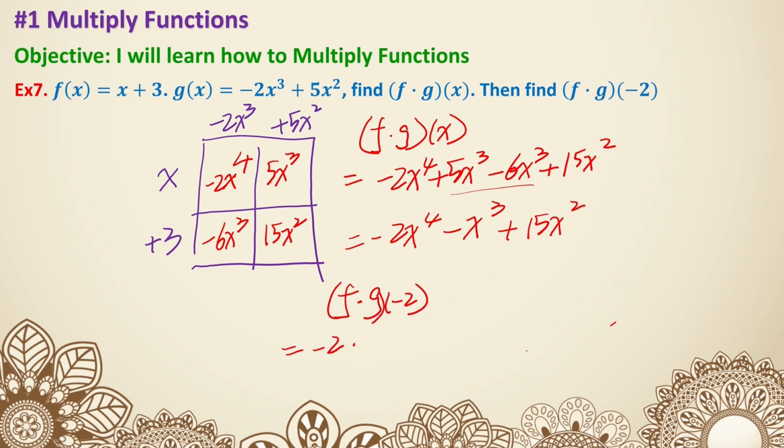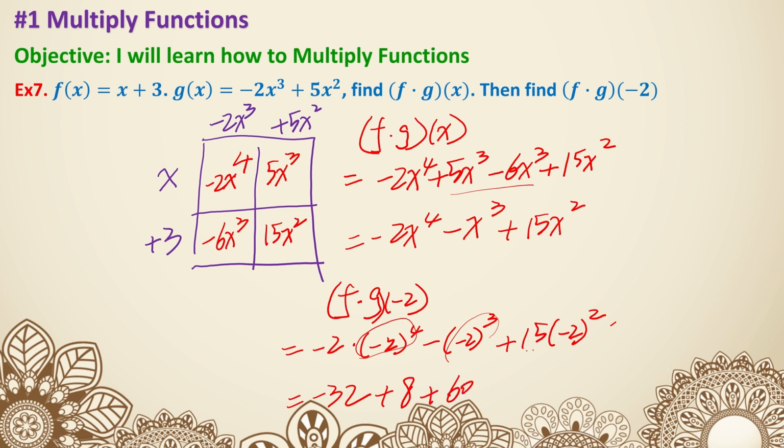So we got a negative 2 times a negative 2 to the 4th power, then minus negative 2 cubed plus 15 times negative 2 squared. So the first one, that part is a 16 times negative 2 is a negative 32. That's a negative 8 with a negative sign in the front is a positive 8. Lastly, 15 times 4 is a plus 60. So we basically got 68 minus 32. That is going to be 36.